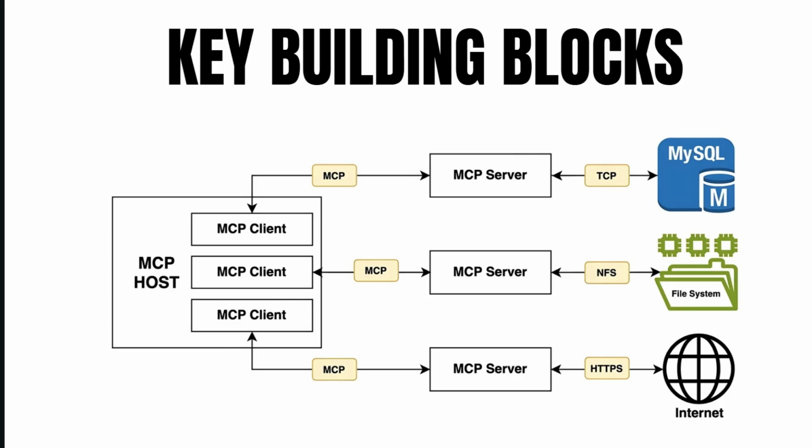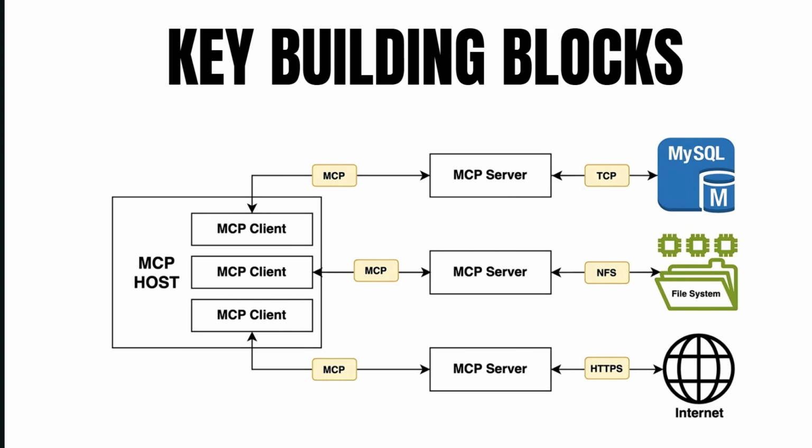Then the second element is the MCP server, and these are the connectors to various tools and data sources. The MCP server exposes the capabilities of an underlying system, like the file system, a database, or an API, through the MCP protocol. And finally, what's the MCP protocol?